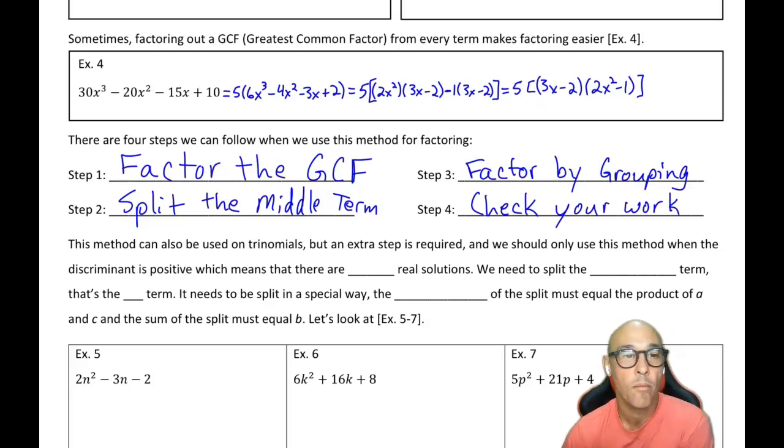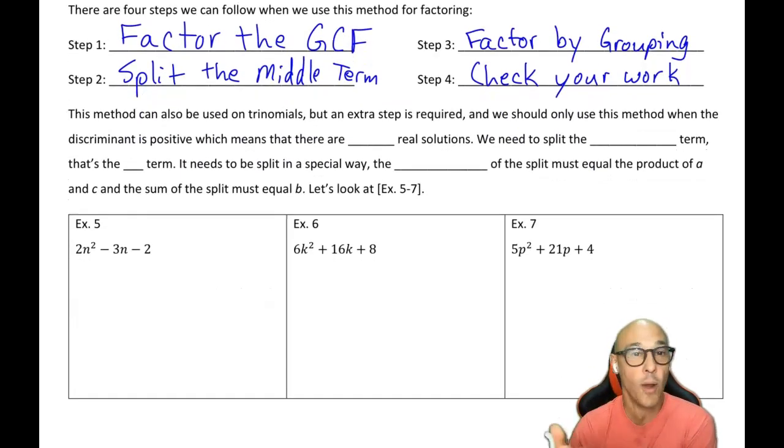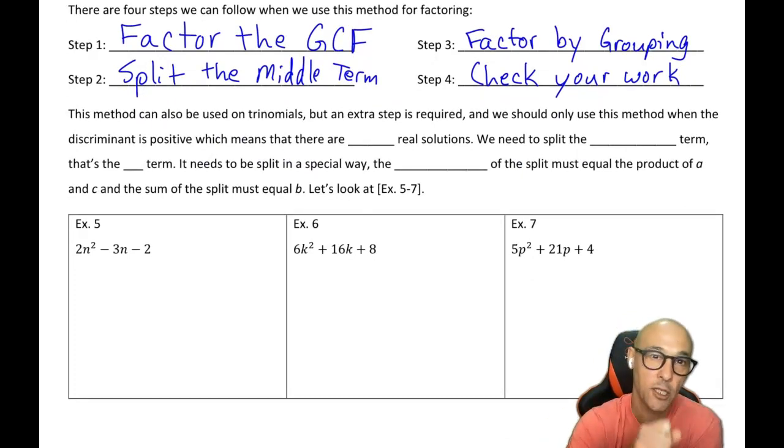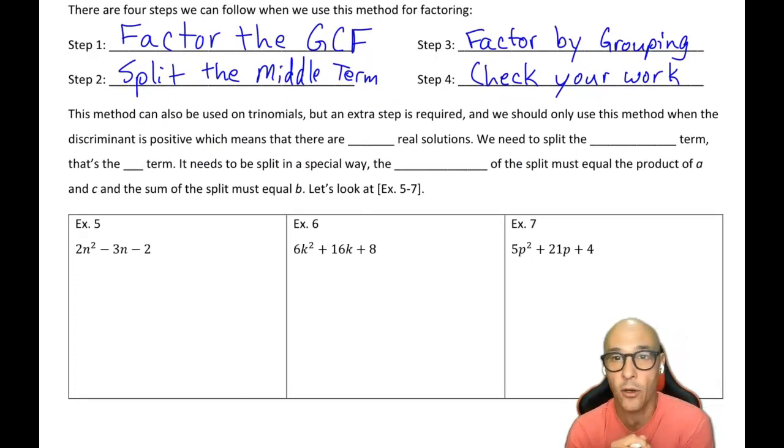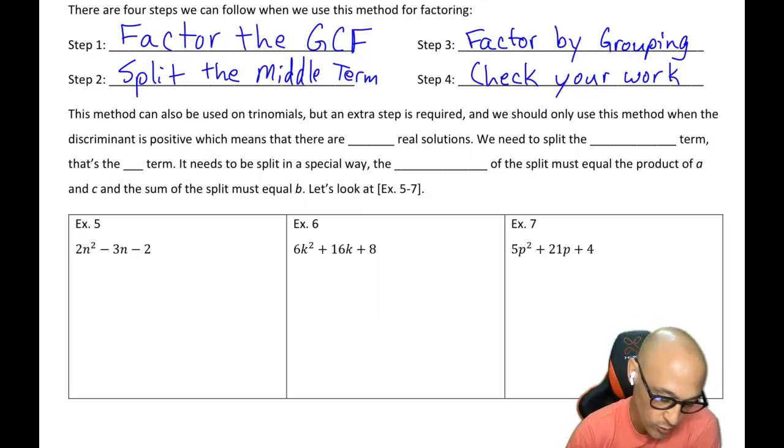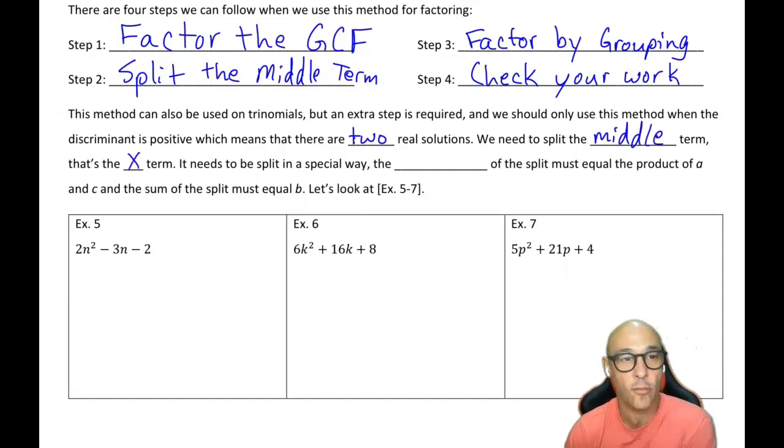So this method can also be used on trinomials, but an extra step is required, and I actually included it there. It's the split the middle term. And we should only use this method when the discriminant is positive, which means that there are two real solutions. We need to split the middle term, and that's what I said above. That's the x term, so the term that has the x, not a variable squared and not a constant. It needs to be split in a special way.